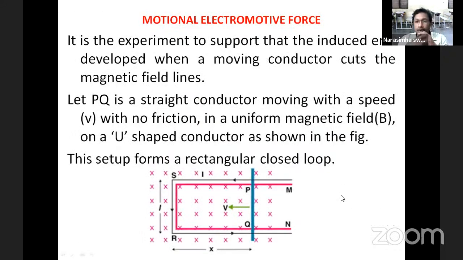And here is one of our applications in electromagnetic induction. See, this is titled motional electromotive force. This is a small experiment and a small application of how we use Lenz's law.